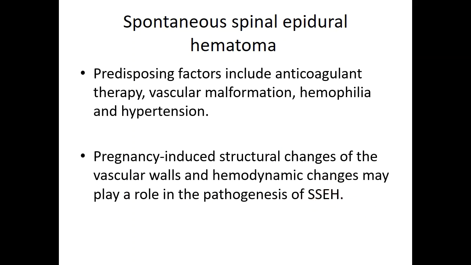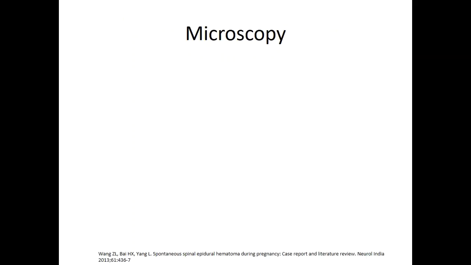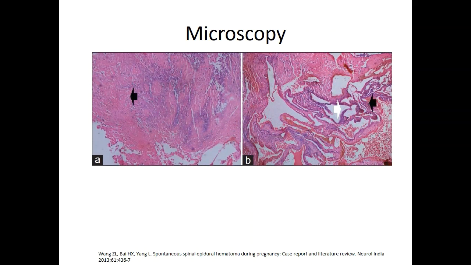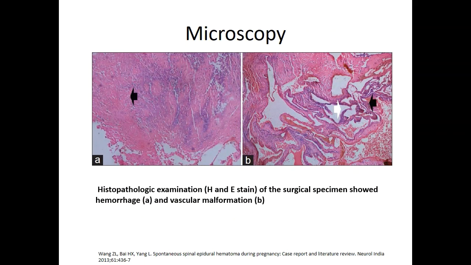Pregnancy-induced structural changes of the vascular walls and hemodynamic changes may also play a role in the pathogenesis of a spontaneous spinal epidural hematoma. So we look at the microscopy of it and we find that there is a characteristic hemorrhage that you see here, which has been highlighted here with the arrow. Okay, and what do you see here? You see a characteristic vascular malformation in the epidural space, which has resulted in this hemorrhage.